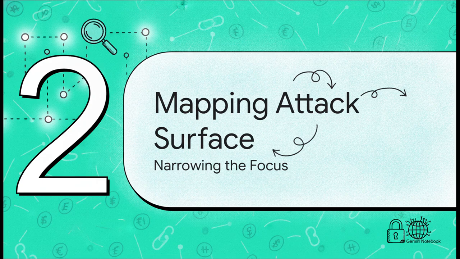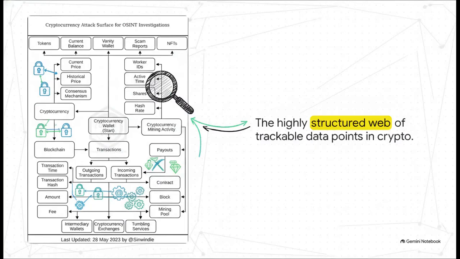Moving on to Section 2, mapping the attack surface. This is where we start zeroing in on our specific targets. You know, people often assume cryptocurrency is this completely anonymous black box where money just vanishes. But that's a huge misconception. It's actually a highly structured web of trackable data points.